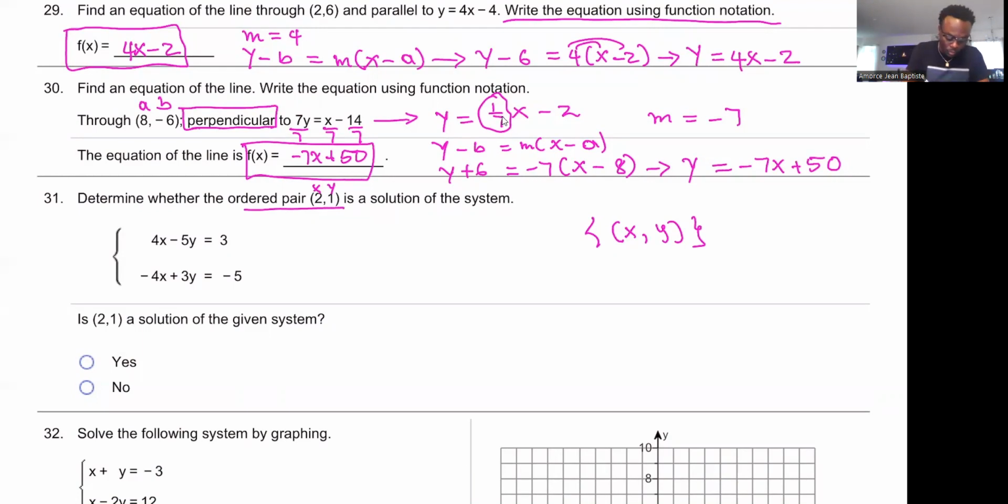So let's check. For the first one, x equals 2, so that's 4 times 2, minus 5 times y, where y equals 1, is expected to be 3. So that's 4 times 2, 8, minus 5 times 1, 5. Is it 3? Well, yes, that's 3 equals 3. So this one verifies. I'm okay with the first one.